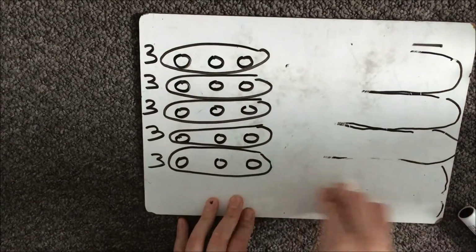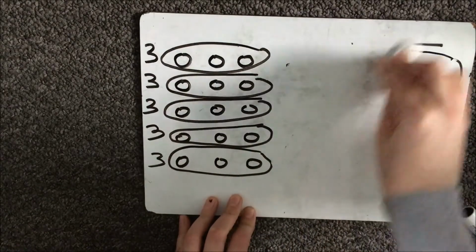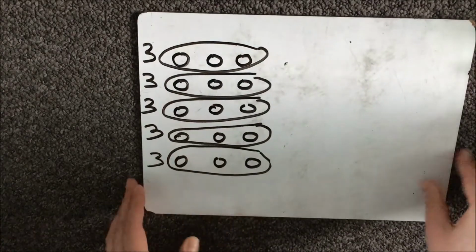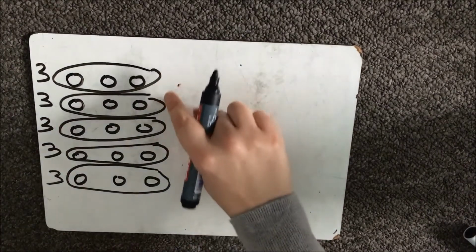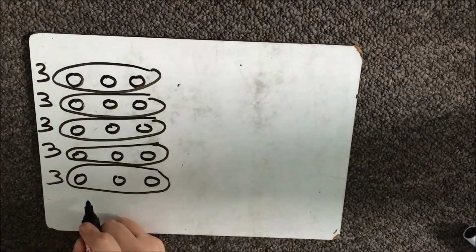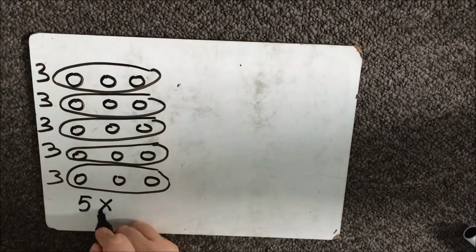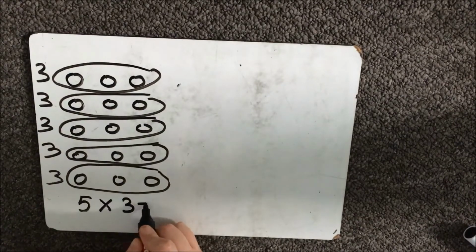I just wanted to show you how you can do it with objects, but how you don't need objects, you can do it as a drawing as well. What's my number sentence going to be? How many rows have I got? 1, 2, 3, 4, 5. 5 lines of 3, same as.